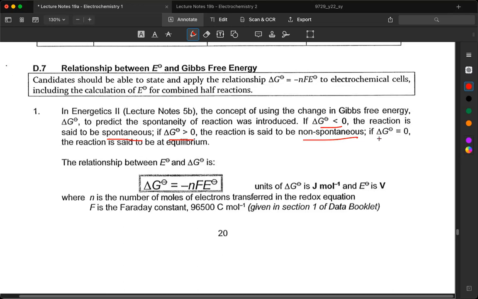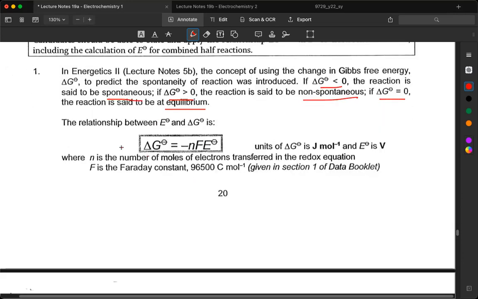Okay, but if both is 0, then it's equilibrium. Meaning it will just exist in equilibrium. Not say reaction completed, but equilibrium. No more net change in the amount of the reactants and products. So this is the relationship between Gibbs free energy and E0 value. Okay, this equation you must know. Okay, they may ask you to calculate, definitely.